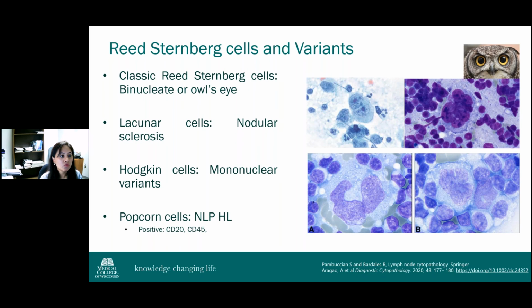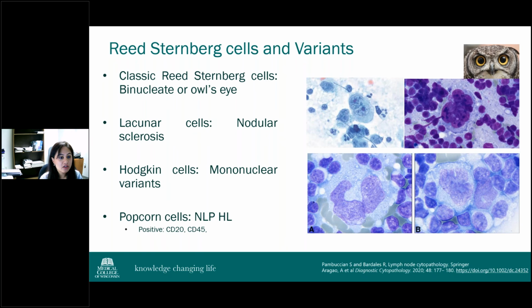Before we move on, I would briefly like to address the Reed-Sternberg cells and the different variants that we can see of these cells. So whenever we think of the Reed-Sternberg cell, we think of the classic binucleate or the owl's eye look. But it is important to keep in mind that they can have different appearances. So we can have the multilobate or the multinucleate form.